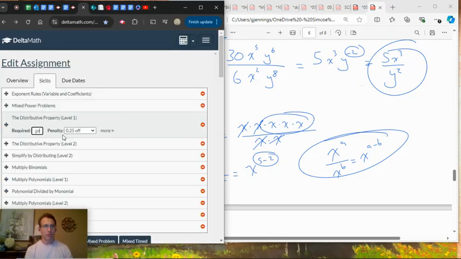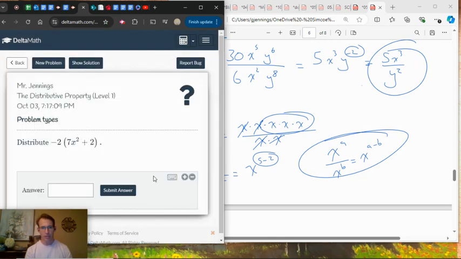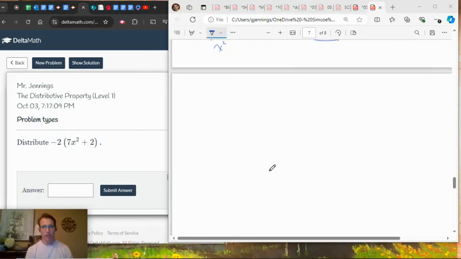Let's go. Next one, distributive property. We're going to look at these. What time is it here? Yeah, okay, cool. So here, when we have distributive property, we are going to be working on problems like this. So minus 2 times 7x squared plus 2. This minus 2 multiplies here and here.